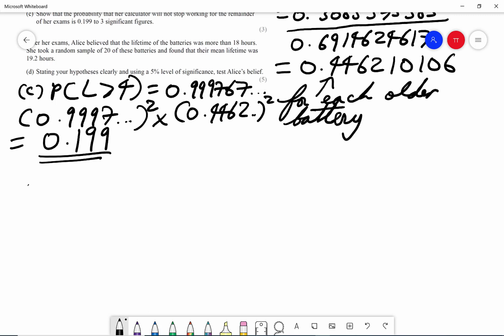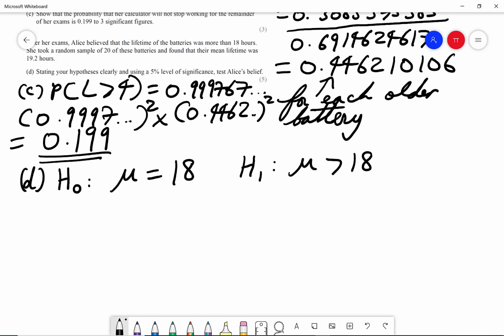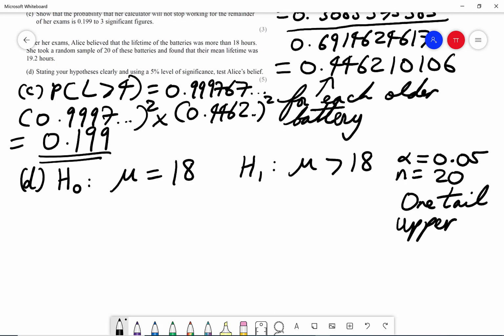So what we're going to do is set up a hypothesis test by saying that our null hypothesis is mu is equal to 18, meaning it hasn't changed. But H1 is saying what Alice's claim is, which is mu is actually greater than 18. Alpha is called the level of significance, which is going to be 5% in our case, which is 0.05. And n is going to be 20. Now we call this a one-tail upper test, because it's greater than.